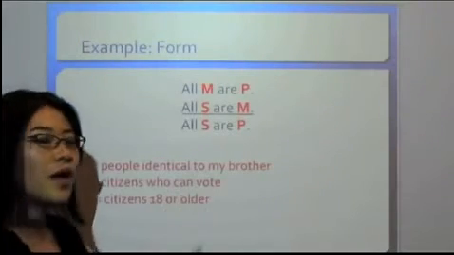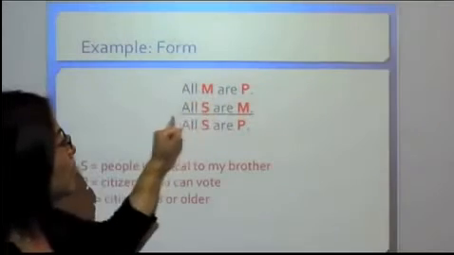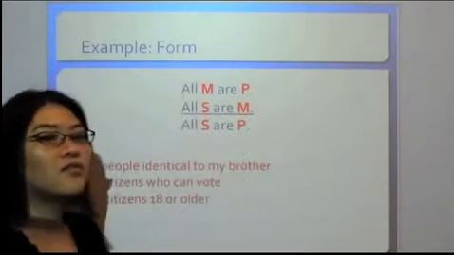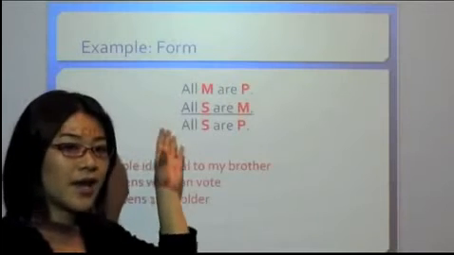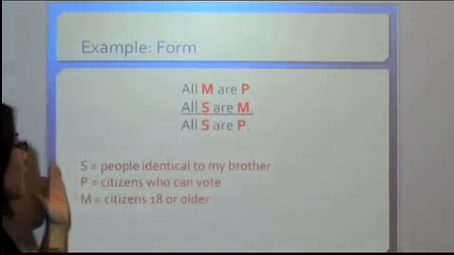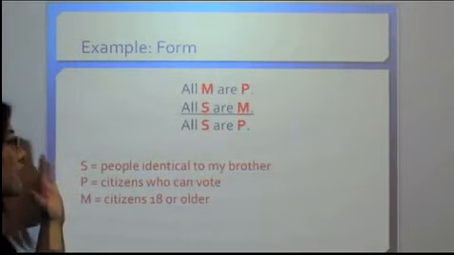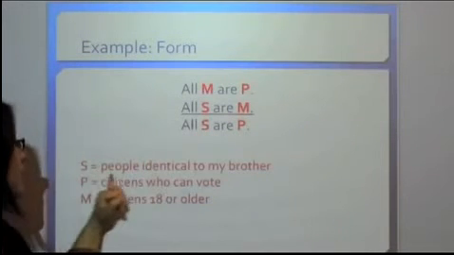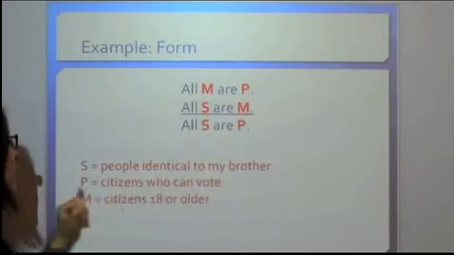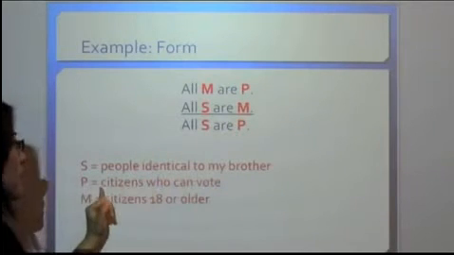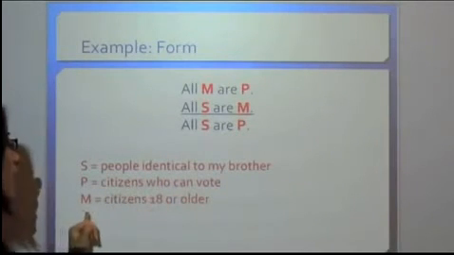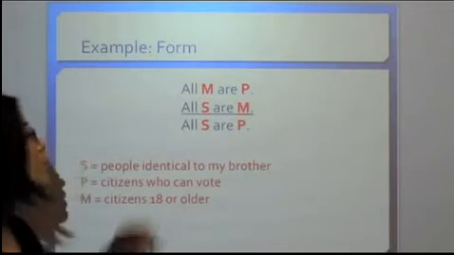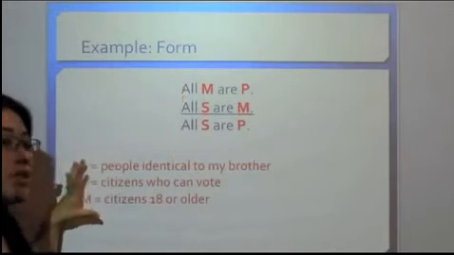So this is what we'll have, okay? All M are P, all S are M, all S are P, okay? And this is the form of the argument that we actually had. And notice we also want to provide a dictionary. So here this dictionary tells us that the S in this form represents people identical to my brother. The P in this argument represents citizens who can vote. And the M in this argument represents citizens 18 or older. Okay? So this is the form, this is the dictionary.